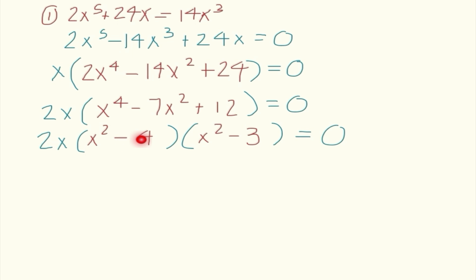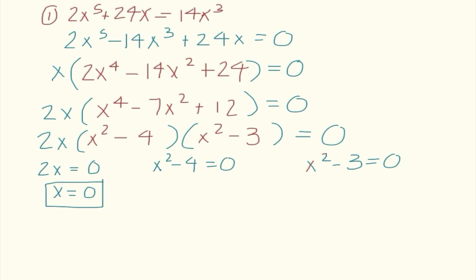I could factor this further if we want, or at this point I can set all of these equal to 0, which is what I'm going to do. So I'm going to say 2x equals 0, x squared minus 4 equals 0, and x squared minus 3 equals 0. So my first answer here is going to be x is equal to 0 because when I divide both sides by 2, I get 0.